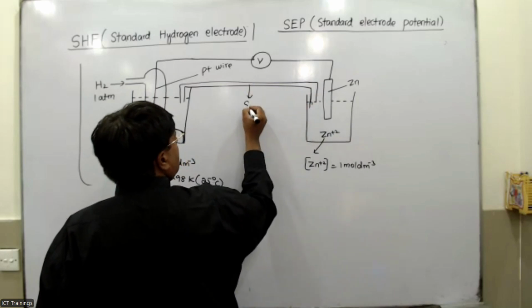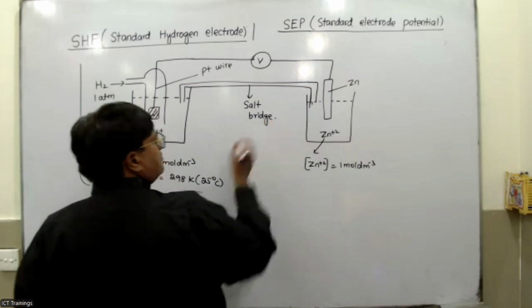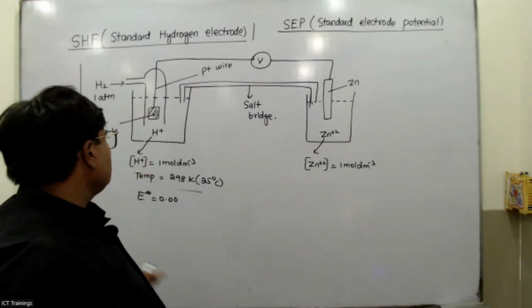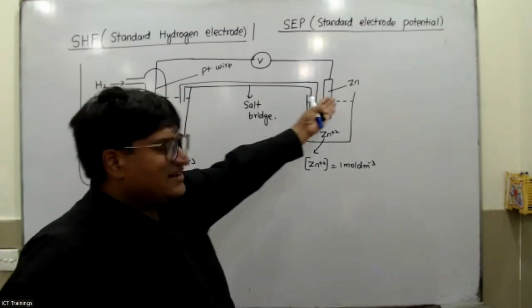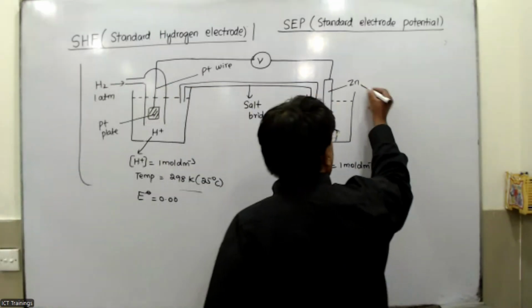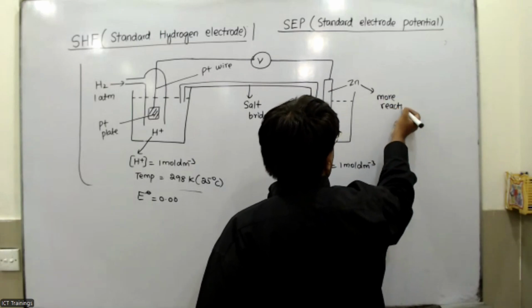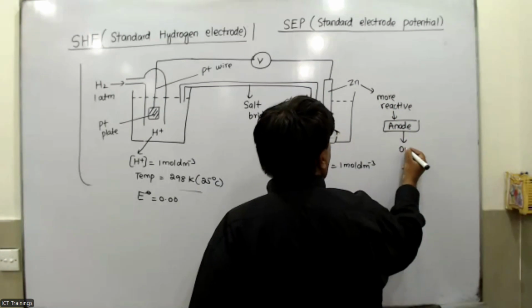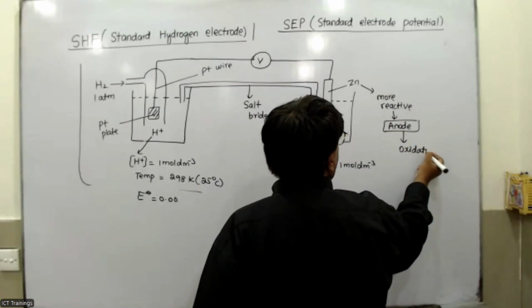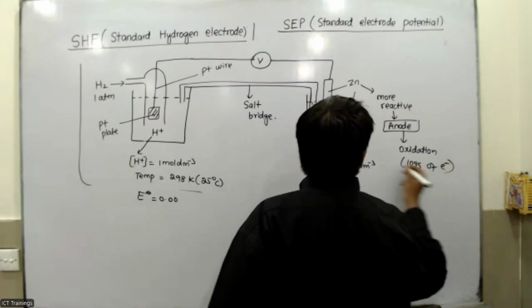Okay, so this is the salt bridge. Now, my dear students, you know that in the reactivity series, if you see the hydrogen and zinc, zinc is always more reactive. I told you. So the more reactive thing always becomes the anode, and at the anode the process of oxidation will take place, which means loss of electron. So make up your mind.